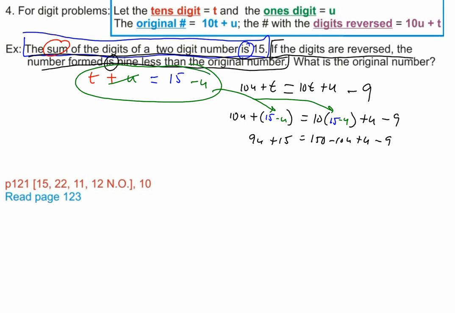I've got to get all my variables on one side. That's a negative 9, so I'm going to add positive 9 to both sides. That's 18 of them. Going to add negative 15 to both sides. 150 minus 9, 141, minus 15, 126.